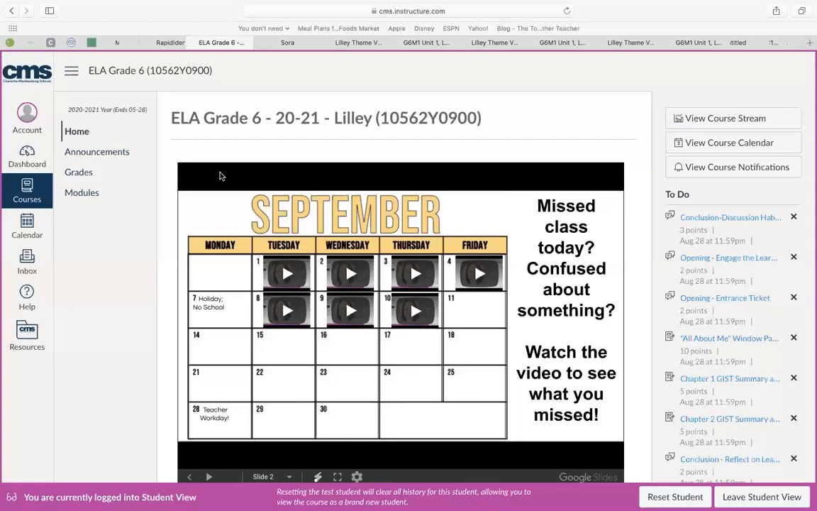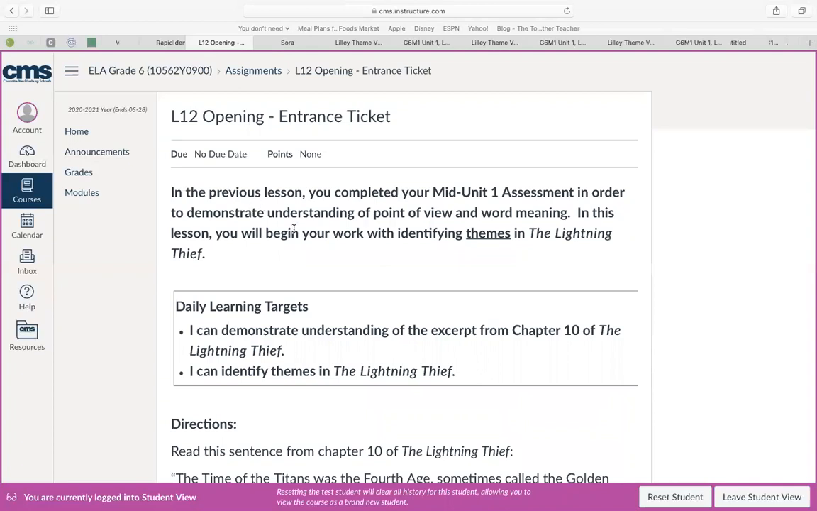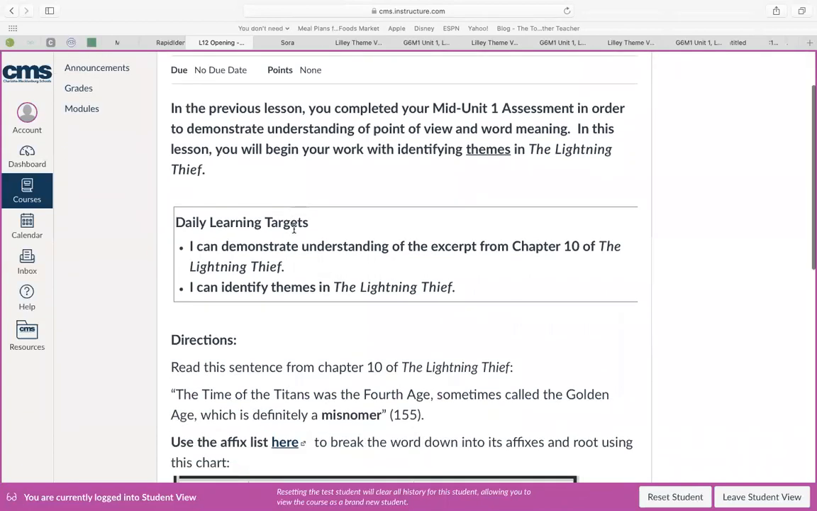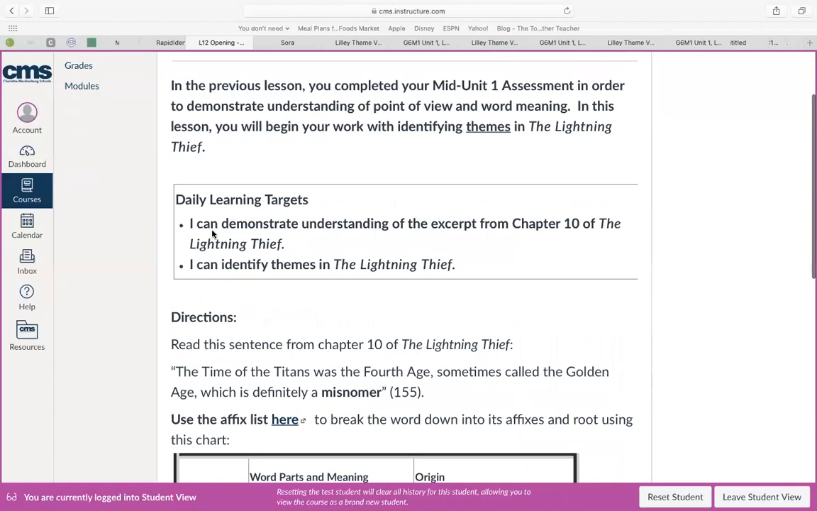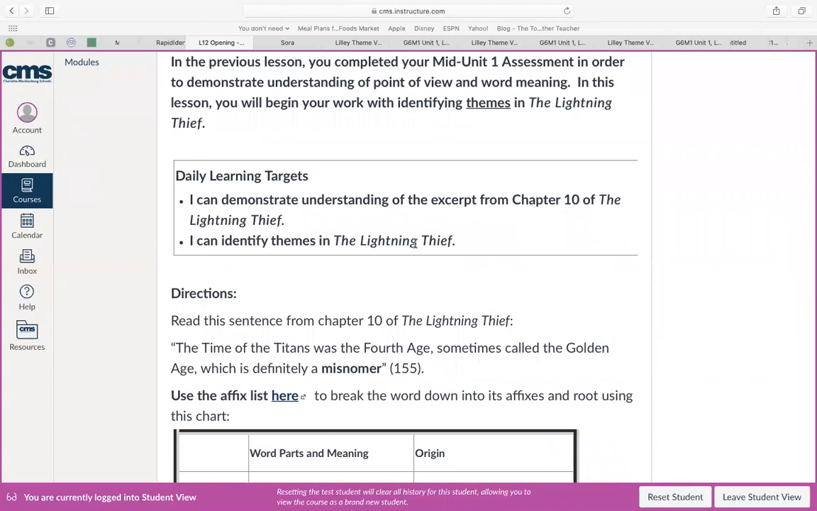So what we did today in class, we clicked on modules, and we opened L12 opening entrance ticket. It says, in the previous lesson, you completed your mid-unit 1 assessment in order to demonstrate understanding of point of view and word meaning. In this lesson, you will begin your work with identifying themes in The Lightning Thief. For our daily learning targets, it says, I can demonstrate understanding of the excerpt from chapter 10 of The Lightning Thief. I can identify themes in The Lightning Thief.